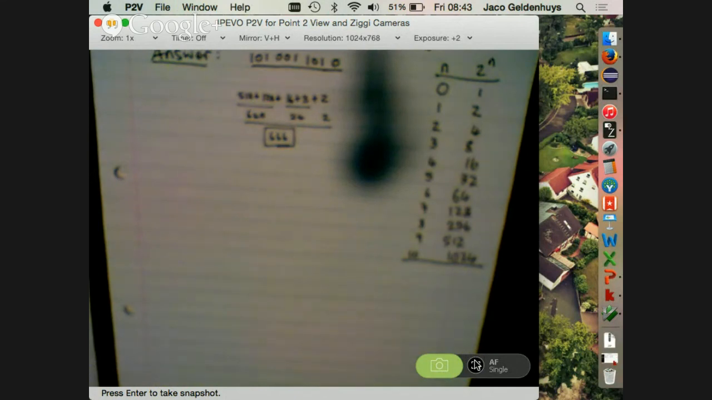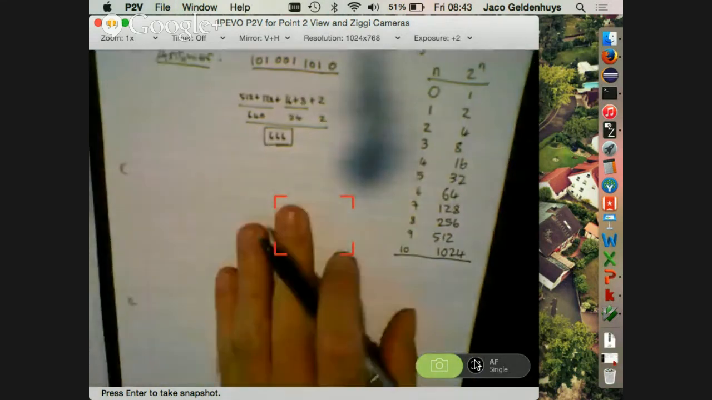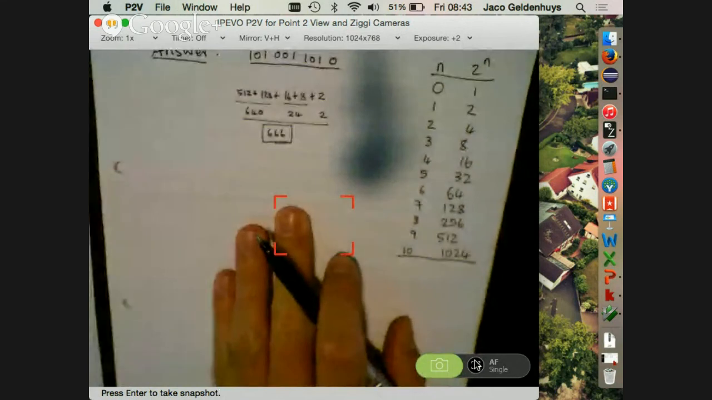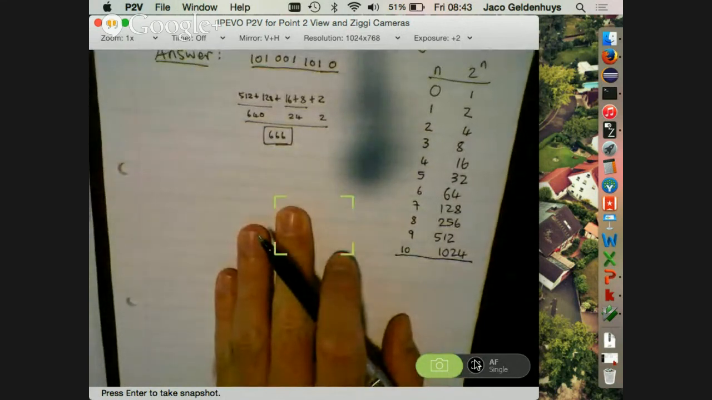That's not focused. Oh man. I'll put something there. All right, there we go. Focus on my finger. Yes.